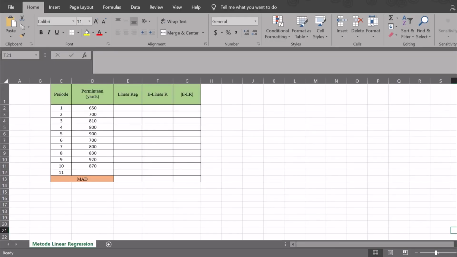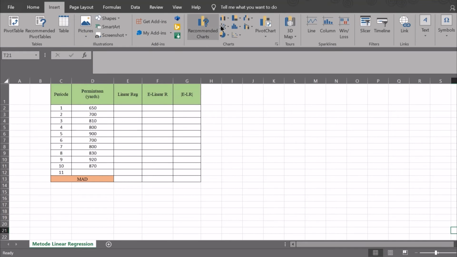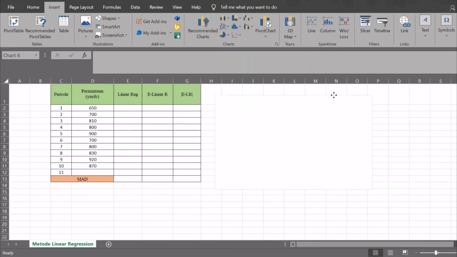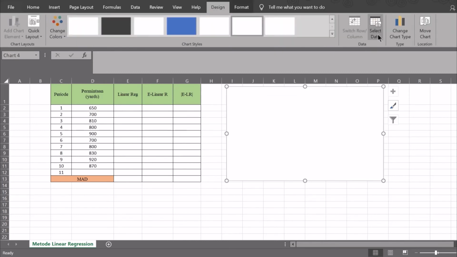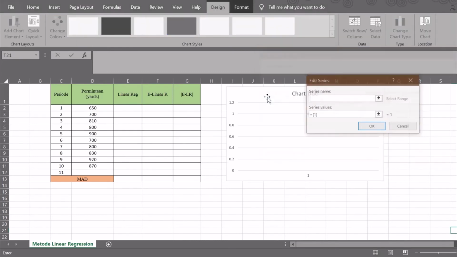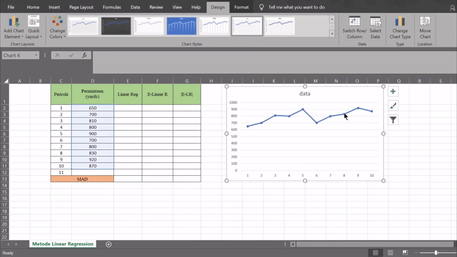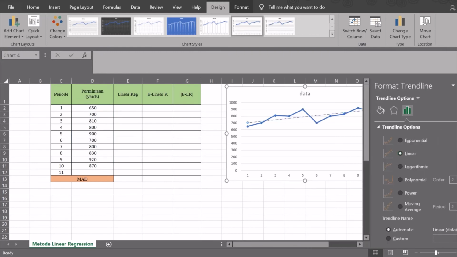The last method that will be used is the linear regression method. In this method, we first make a graph from existing historical data to make it easier for us to get the basic formula in linear regression, namely Ft = a × x + b. The way to make the graph is by selecting the Insert menu, then selecting Insert Line Chart, 2D Line, then selecting Line with Markers.